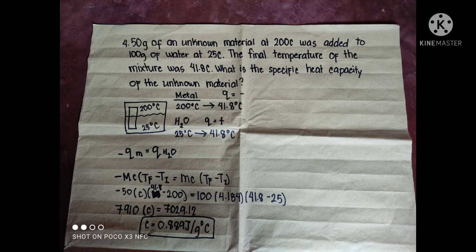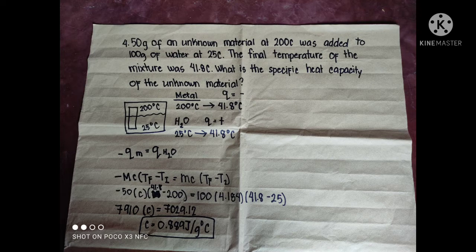The mass of the unknown material is 50. Our goal is to find the specific heat capacity of that material. The final temperature is 41.8. The initial temperature of the unknown material is 200. The mass of the water is 100. The specific heat capacity of water, based on the previous problems that we saw, is 4.184, and the final temperature is supposed to be 41.8, and the initial temperature of water is 25. So now everything is good.